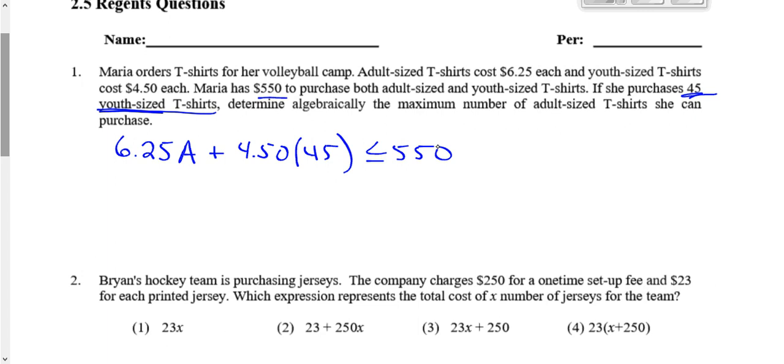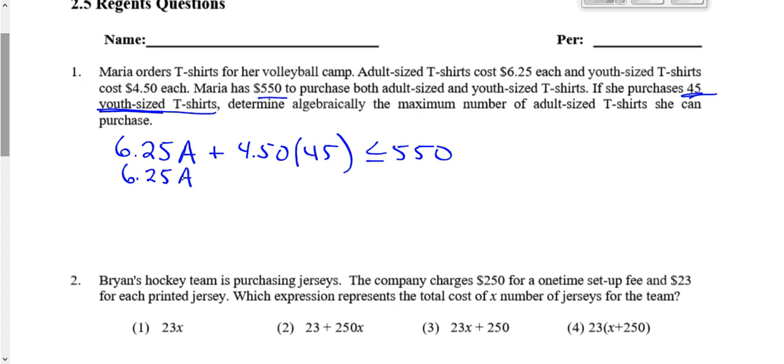So this side is our cost side, right? What all the shirts will cost us. And the right side is how much money we have. And we need the cost of the shirts here to be less than or equal to the amount of money we have, right? Each adult shirt costs $6.25, and each youth shirt is $4.50. But fortunately, they told us how many we're going to buy, 45 of them, right? So let's work through this.